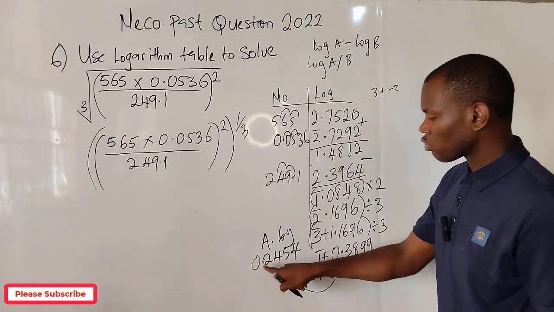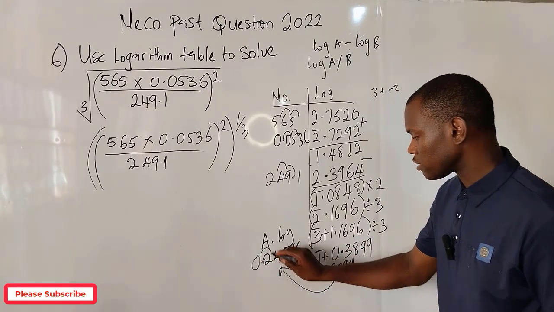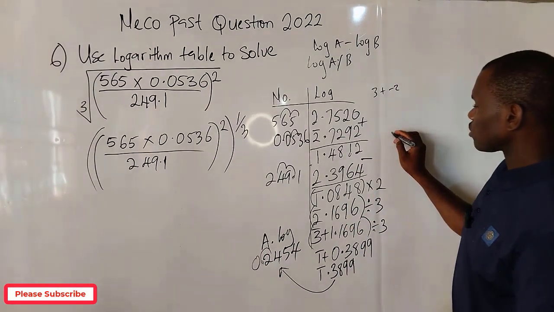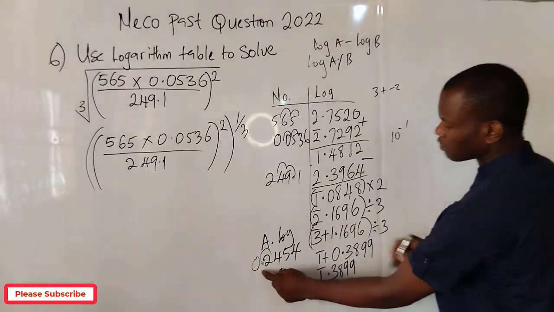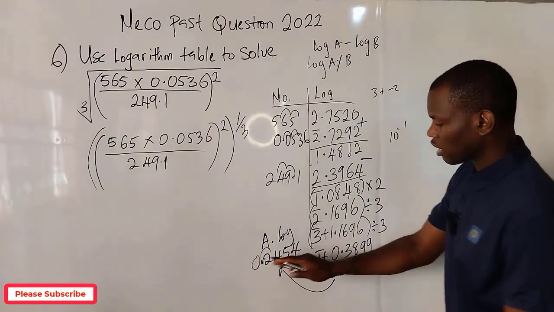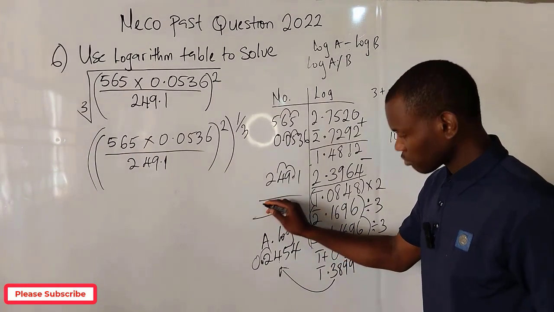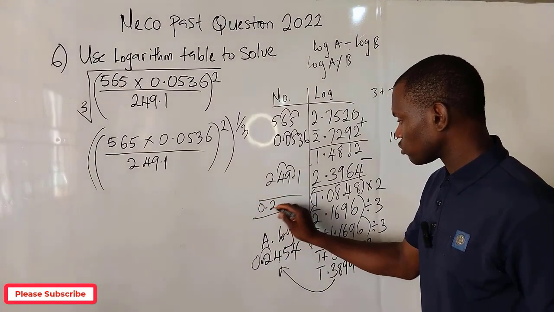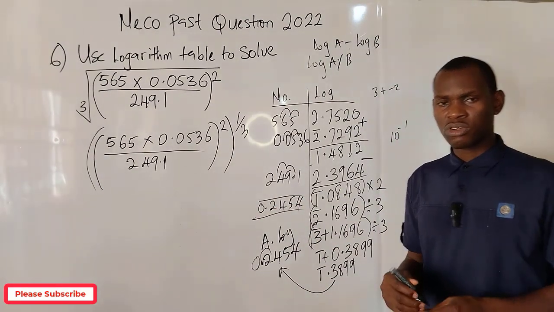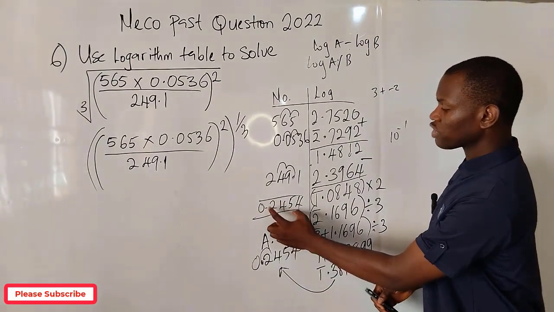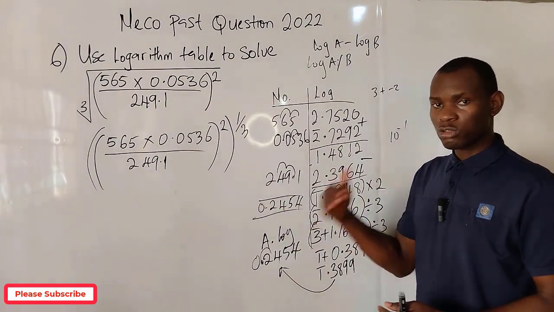All right? If you're asked to convert this number to standard form now, you are going to move the decimal place once, and then you say your power is -1. So that's how we got this 0 here. All right? So our answer, the number we are looking for, is 0.2454. You can press your calculator and see if you get something similar or very close to this number. It may not be exactly this number, but it will give you a number close to it.